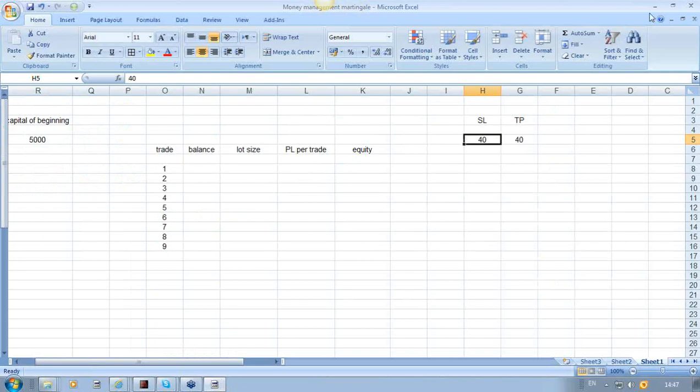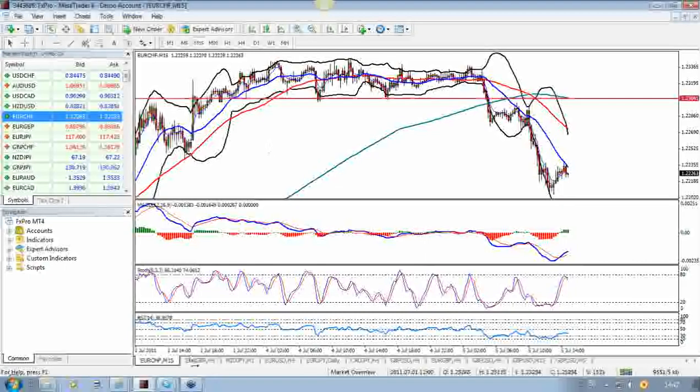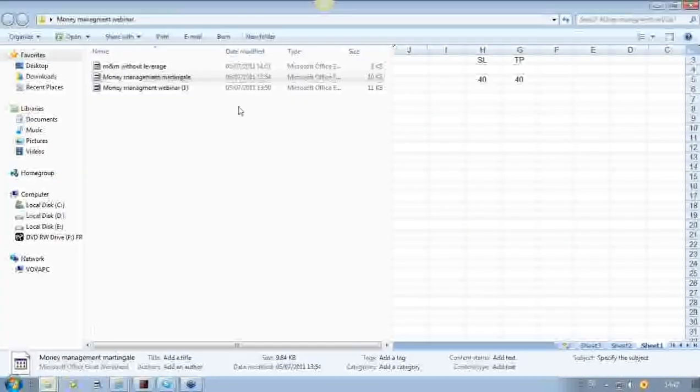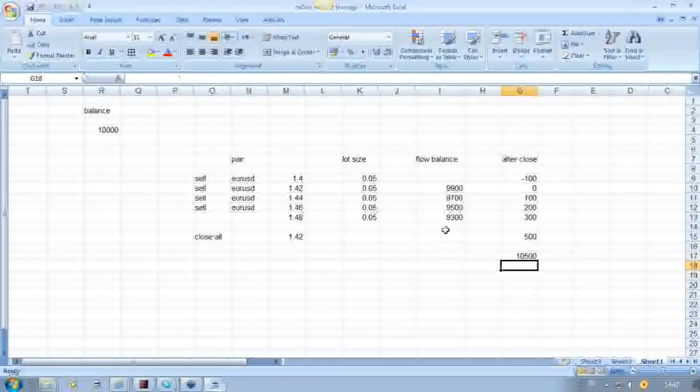Okay, friends, now for the last method, and that would be money management without leverage, or the way I call.